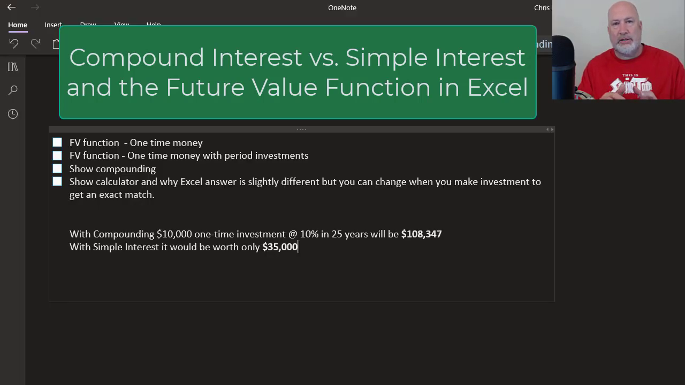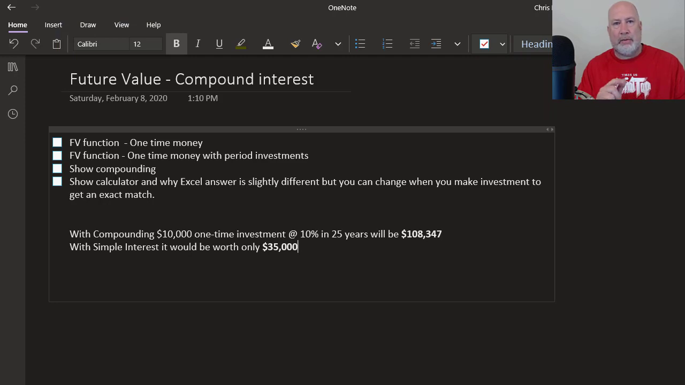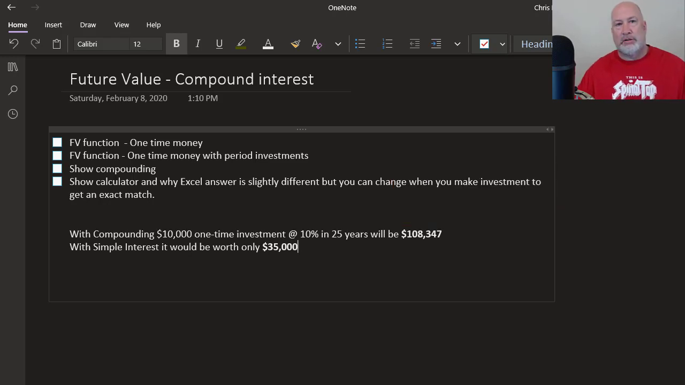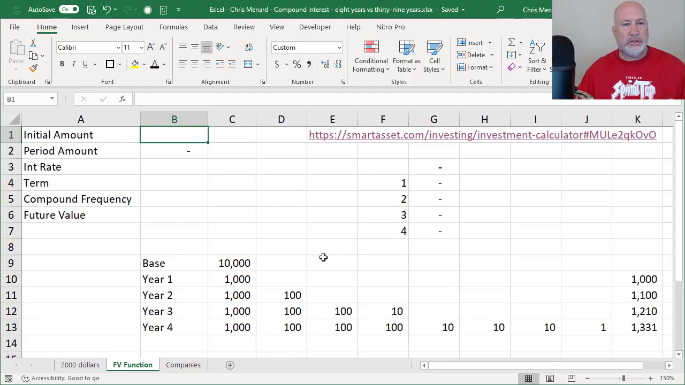I'm going to start off with future value, but I'm going to base it on a one-time investment of $10,000, and you never put any more money in there. And in case you're wondering, over 25 years, if you were to get 10%, you'd be looking at, with compound interest, $108,000 versus simple interest, $35,000. So which one would you rather have? Obviously the $108,000. So here's the future value function.